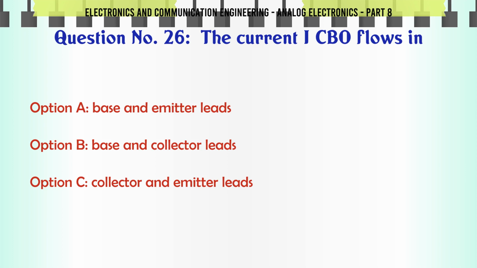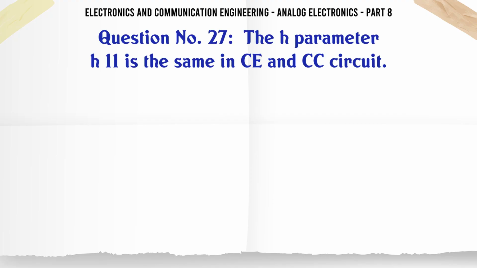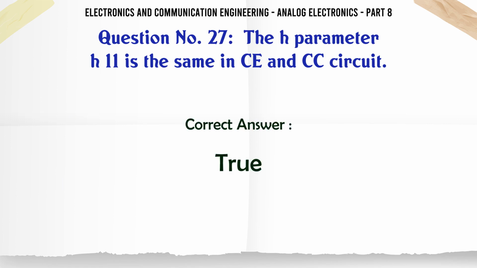The current ICBO flows in A. Base and emitter leads, B. Base and collector leads, C. Collector and emitter leads, D. Collector, emitter and base leads. The correct answer is base and collector leads. The h parameter h11 is the same in CE and CC circuit. A. True, B. False. The correct answer is true.